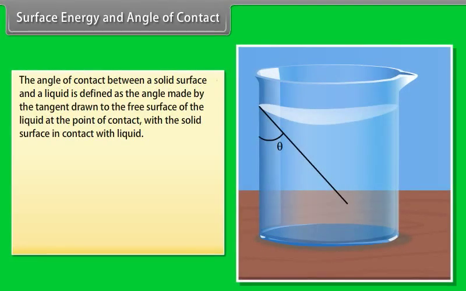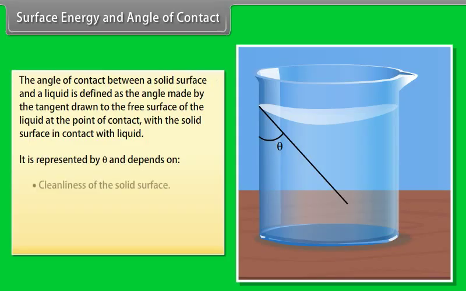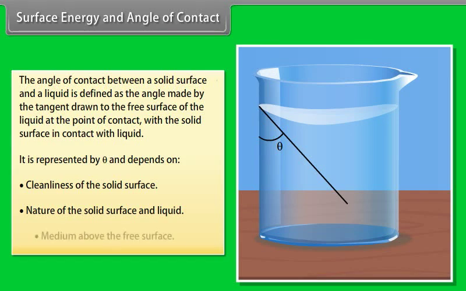The angle of contact between a solid surface and a liquid is defined as the angle made by the tangent drawn to the free surface of the liquid at the point of contact with the solid surface in contact with liquid. It is represented by theta and depends on the cleanliness of the solid surface, the nature of the solid surface and liquid, and the medium above the free surface.